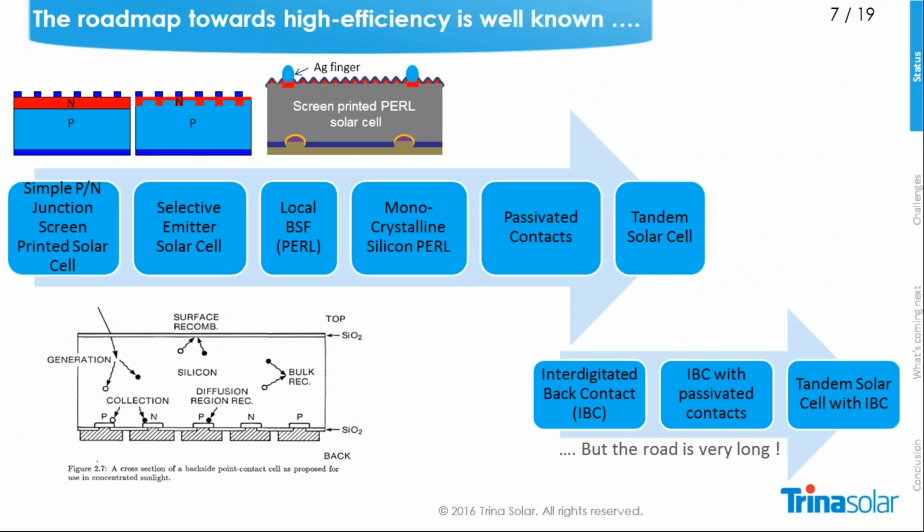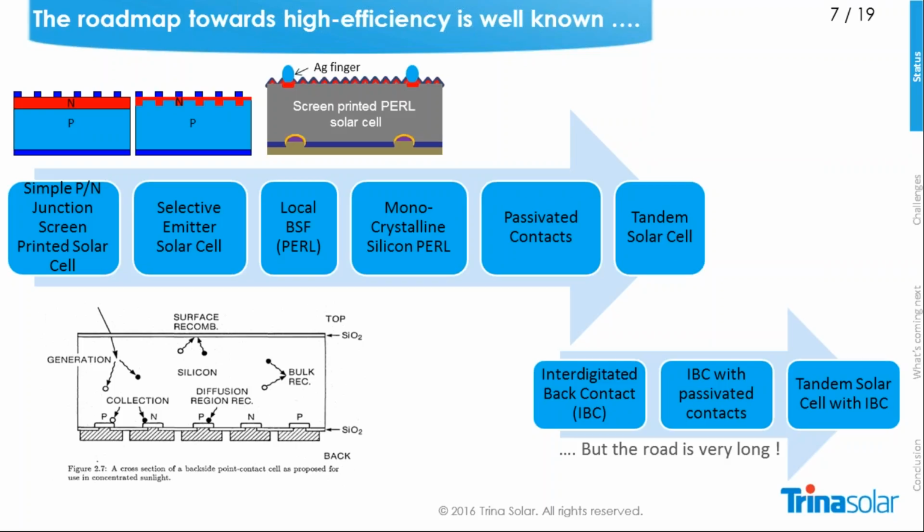Now I want to show you a little bit about the possible roadmap, or the known roadmap, to higher efficiency cells. You can see here that we are coming from simple junctions and we have selective emitter. Then we go, for sure, with monocrystalline ones with additional technology, for example PERC or PERL. Then we have passivated contacts, tandem cells.